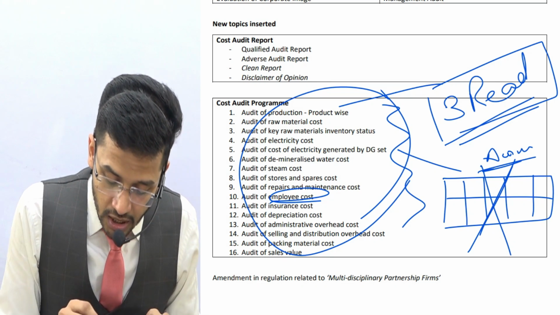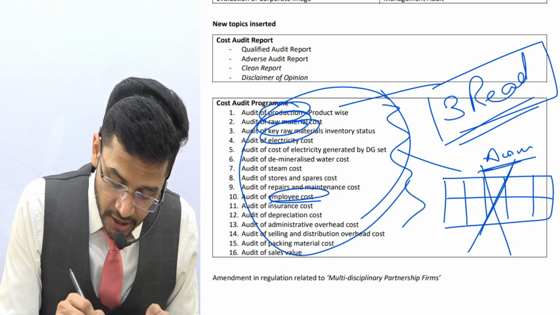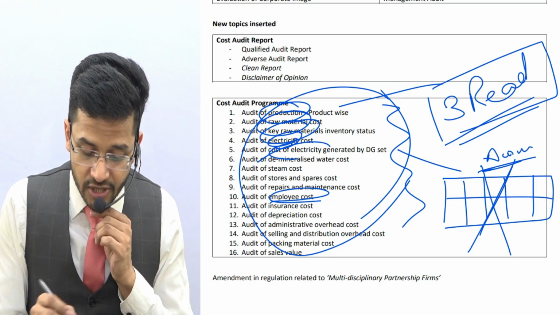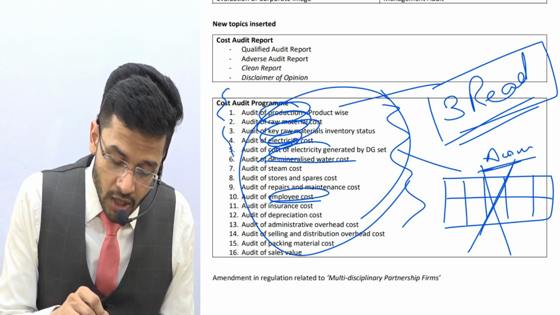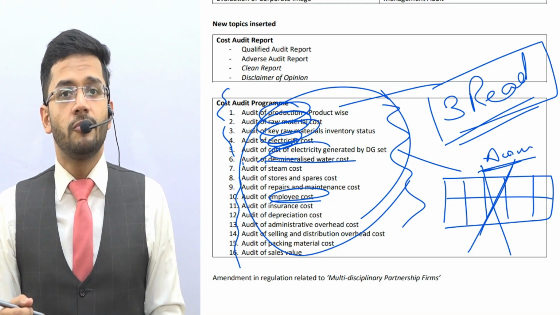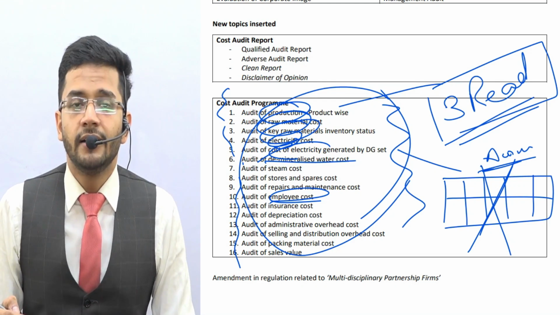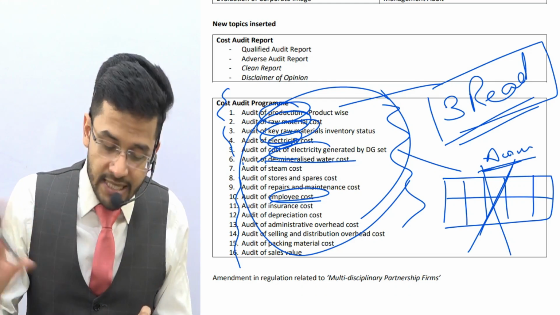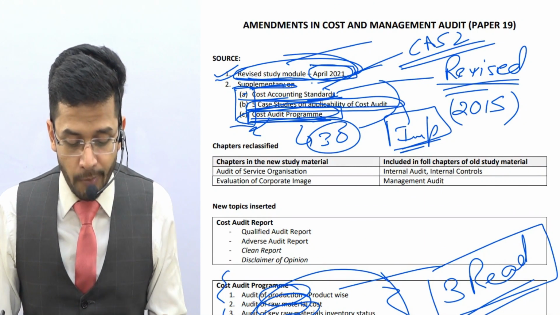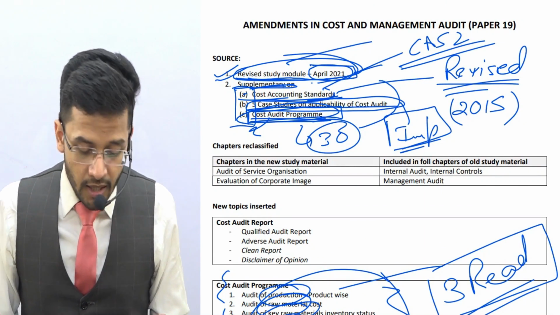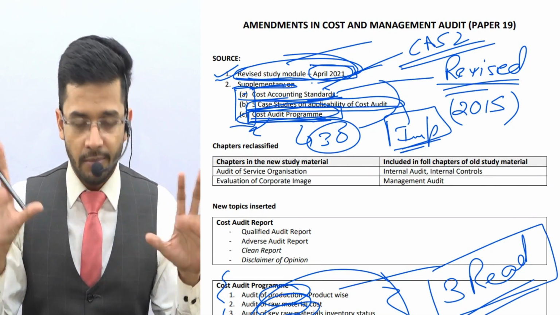You just need to learn the steps which are required for auditing these functions, like production, raw material, key raw material, electricity generated, demineralized water cost, etc. You just need to learn all these cost audit programs and do all these cost audit programs by yourself, and yes, they are an easy bet. They are not difficult at all. So these are the 3 supplementaries which have been issued by the Institute of Cost Accountants of India. Yes, they will be relevant for the October exam as well as the onward exam. They will be relevant for both.